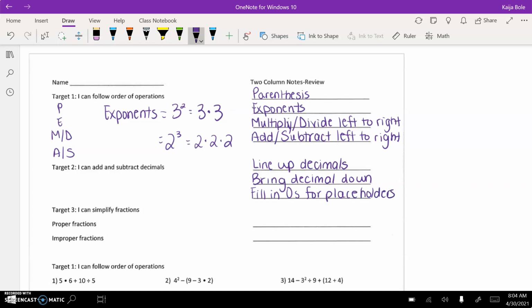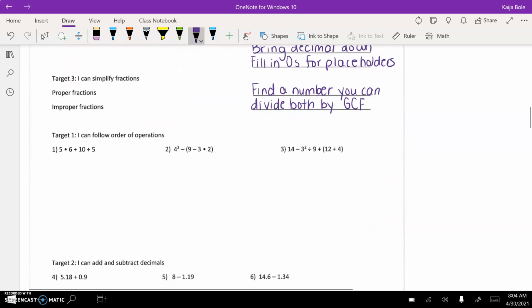And then the last part we're going to review here is simplifying fractions. So for proper and improper fractions, all you really need to think about is you find a number you can divide both of them by, which is also called the GCF, greatest common factor. So then we have some examples here.